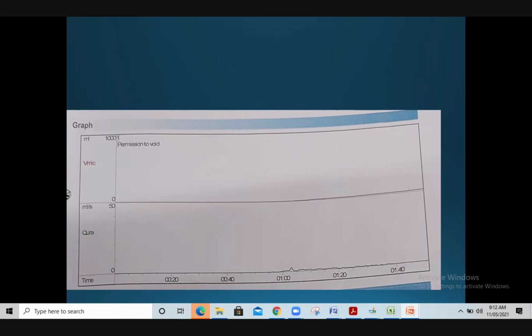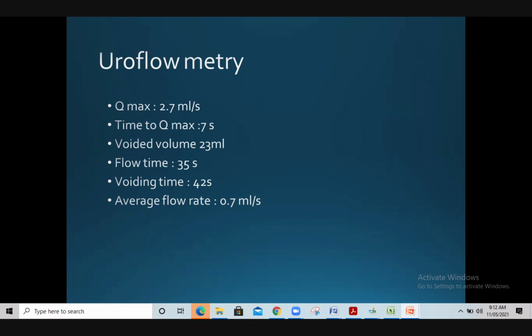What is his voided volume? His maximum speed? He voided only 23 ml, and he has a Qmax of 2.7 ml per second. So what was his post-void residue? Post-void residue was approximately 90 cc.